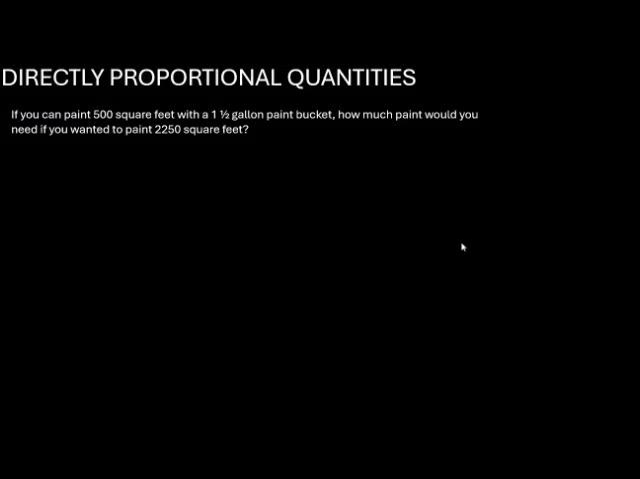Here we'll do an example of a directly proportional word problem. The problem says, if we can paint 500 square feet with a 1.5 gallon paint bucket, how much paint would you need if you wanted to paint 2,250 square feet? We're going to say that these two quantities, the square feet and the gallons, are directly proportional. This is because the more gallons we have, the more area we can paint. As one goes up, the other goes up too.